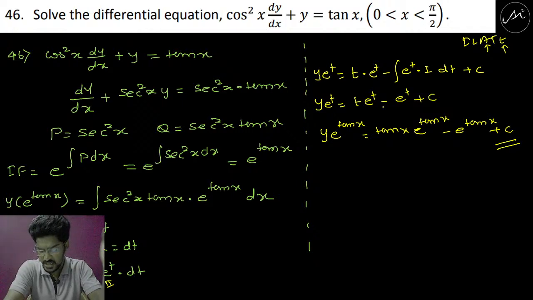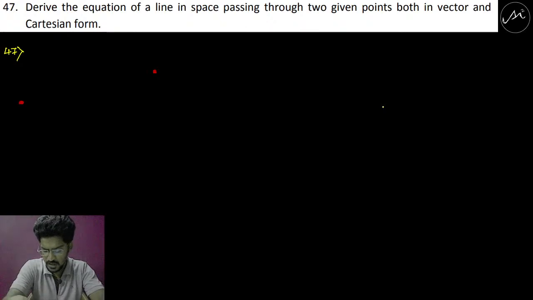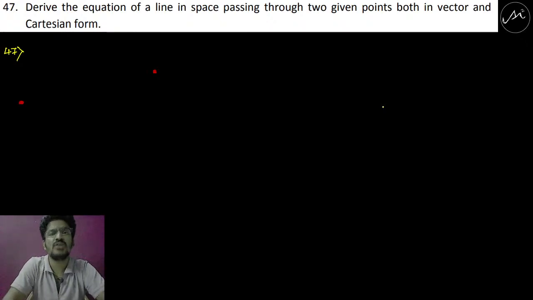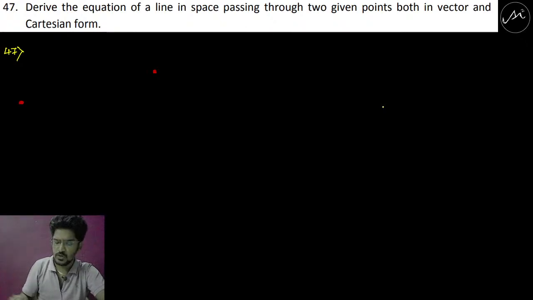So yesterday we already covered the 46th problem. Now we have to go for our 47th problem. In this 47th problem, we have to find the equation of a line passing through two given points, both in vector and Cartesian form. So this is a three-dimensional theorem, the theorem on a line which is passing through 2 points.